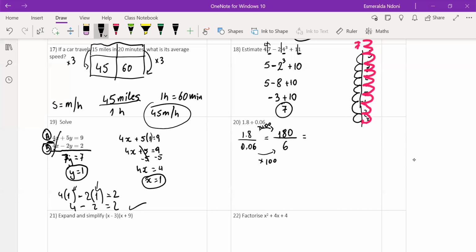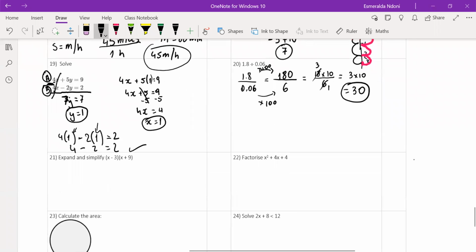Now I can divide 180 by 6. It's the same as writing 18 times 10 by 6, if it helps you see how to divide. Now 18 and 6: 6 goes into both of them, leaving me a 1 and leaving me a 3. So you're left with 3 times 10, which is 30. And that would be your answer.